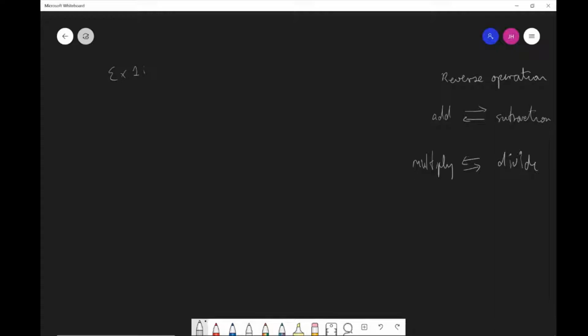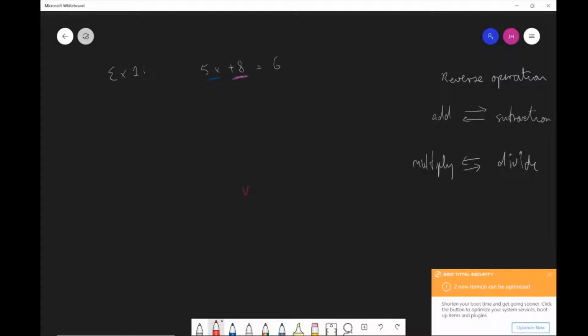Question number 1. Let's say I gave you 5x plus 8 equal to 6. Okay, well, you see a multiplication in here. You also see an addition in here. And just a reminder, whenever we deal with algebraic equations, the final goal is to come down to the solution of a variable equal to a constant. That's our end goal here. So now how can we get to here from the question itself?